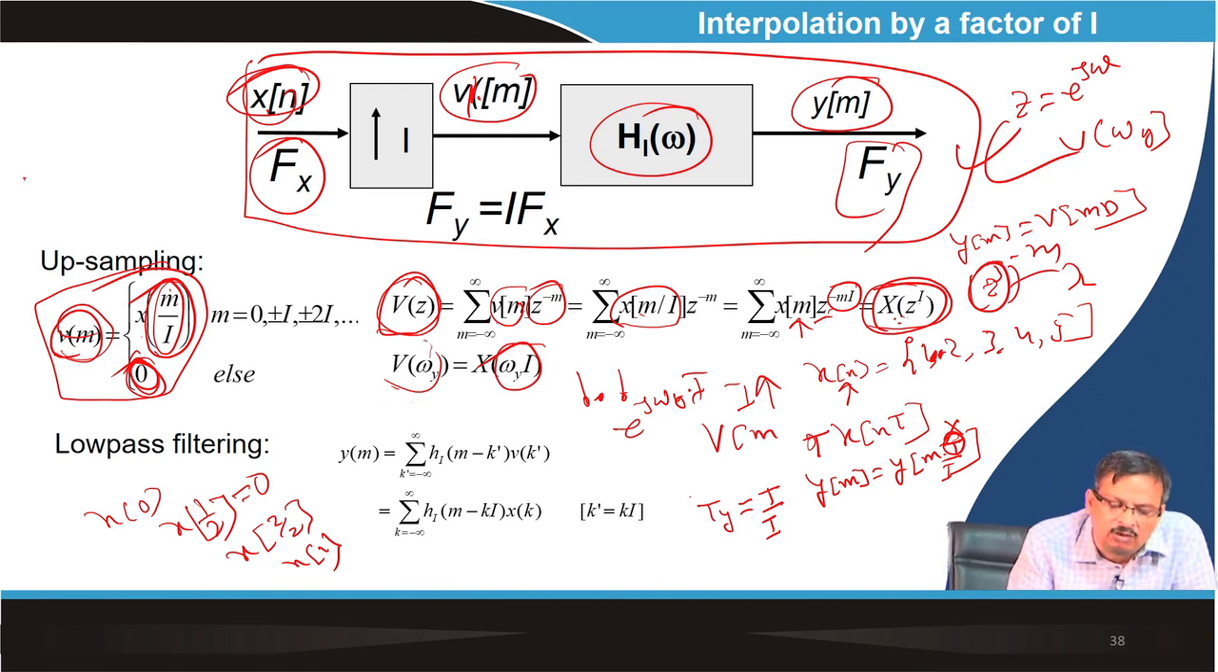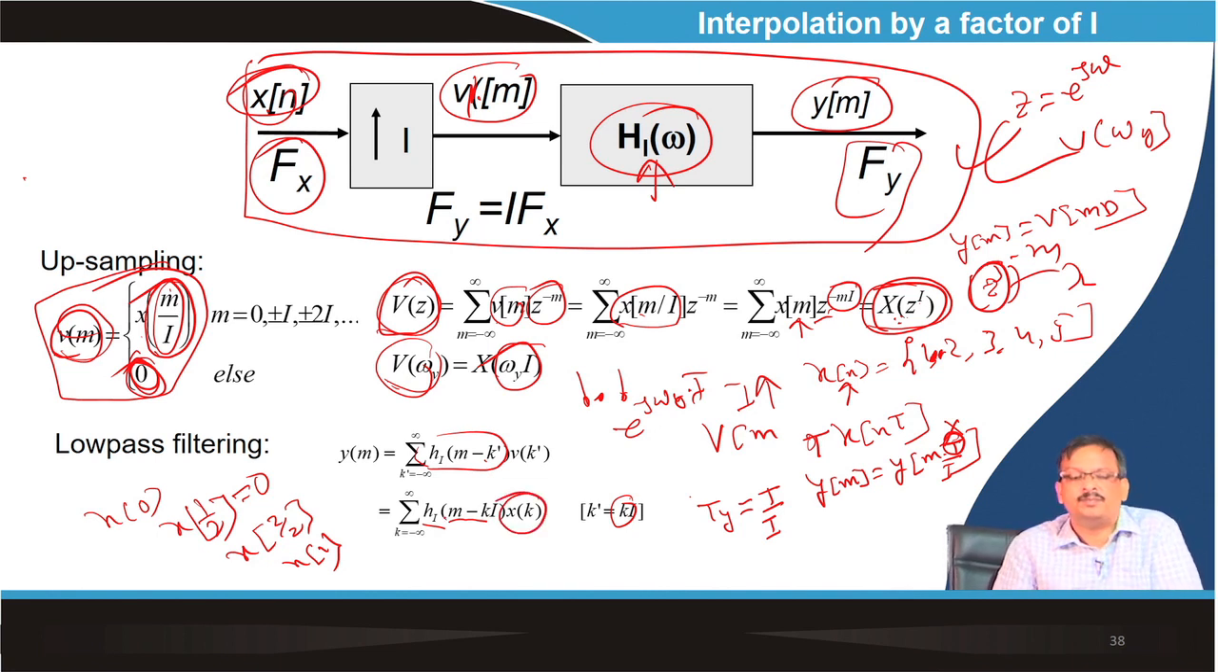Now this signal will be low pass filtered by a filter. The filter impulse response is h of k dash, so k dash is equal to k, again changing the index to kI. It is nothing but h1 of m minus kI into x of k, because this is x of z to the power I, or I can say v of m is equal to x of m by I.